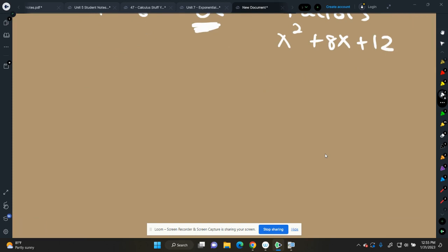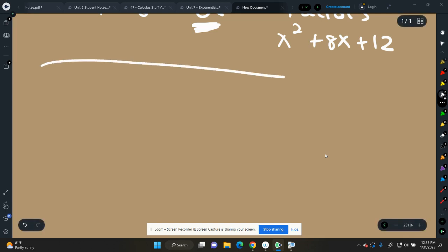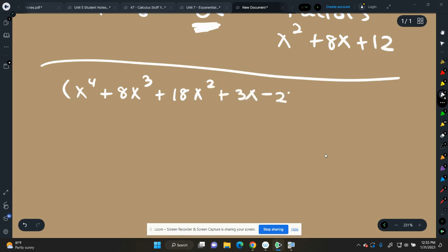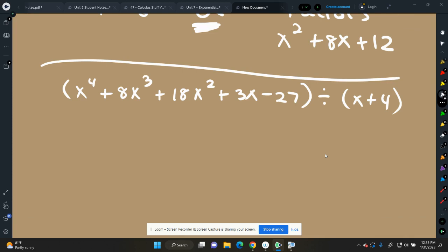I'm going to do number 4 on your worksheet. You're going to get pretty quick at these. We're going to do x to the 4th plus 8x to the 3rd plus 18x squared plus 3x minus 27 divided by x plus 4. Okay? There are times to use the tabular method and there are times to use the synthetic division. The tabular method will work if there's a zero remainder.